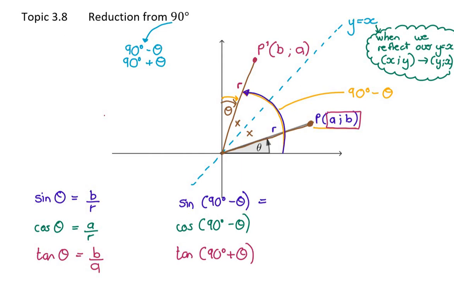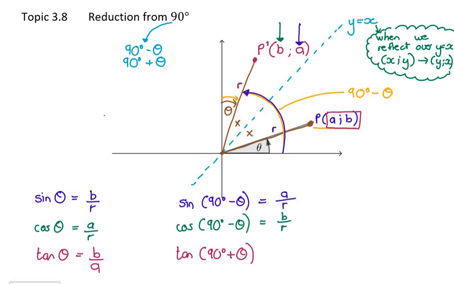Now the definition of sine is the y value, which now at this new point is a, divided by the r, which is r. So instead of being b over r, which was sine of theta, sine of 90 minus theta isn't the same thing at all. In fact, it's a over r. If I look at cos, the definition of cos is the x value, which is actually now b, over r. So again, it's not the same as cos of theta. In fact, it's very different. So we're not getting the same effect that we got with the 180 minus.